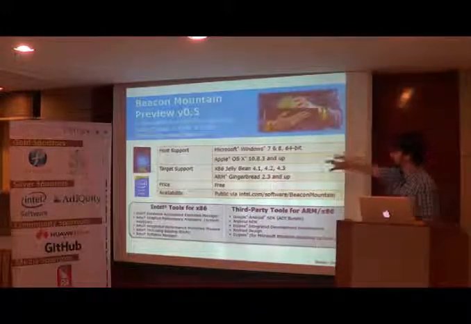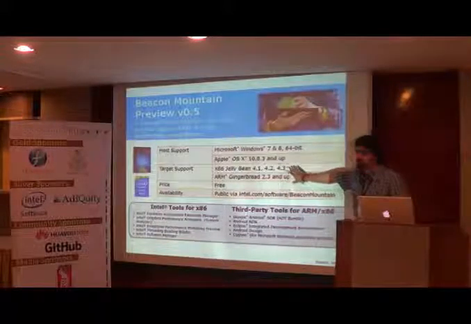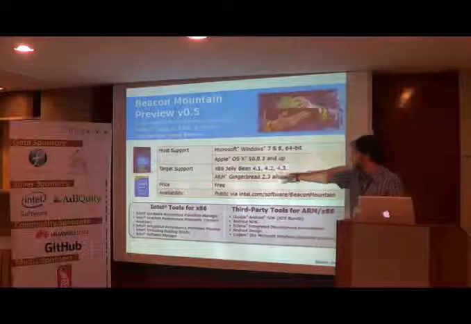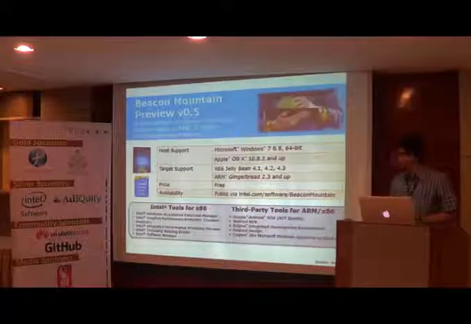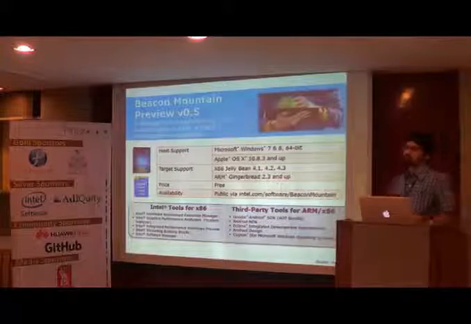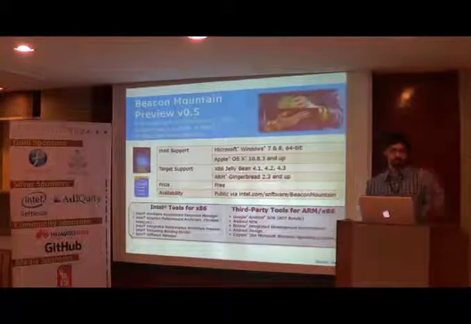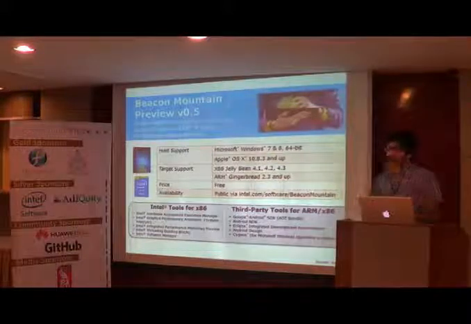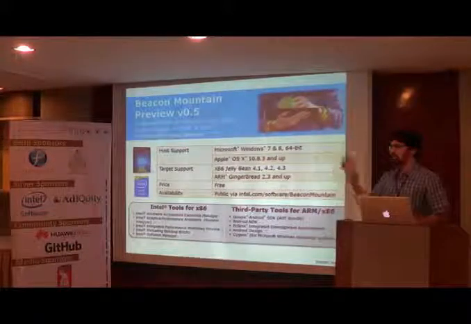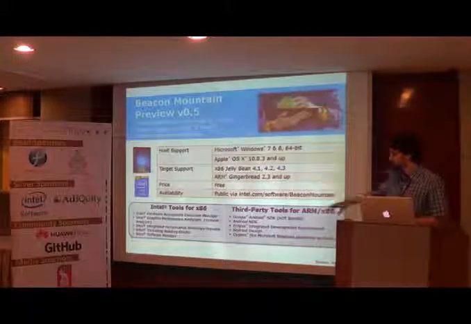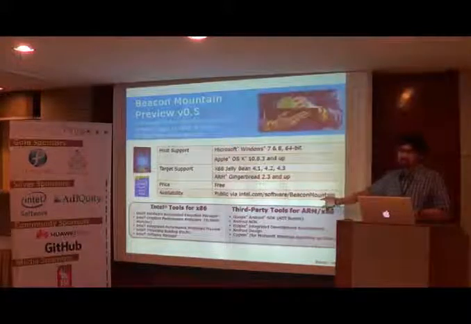Anyway, coming back to Beacon Mountain, the host support covers most of the latest OS, Apple, and the target supports are something we are really going to work on today. So Jelly Bean 4.1, 4.2, 4.3, ARM, Gingerbread 2.3 and up. This is target support. I don't think I have to explain what host and target are, but it's more about where you are going to actually deploy it and where you are going to really work on it. So work and deploy. Price: free.